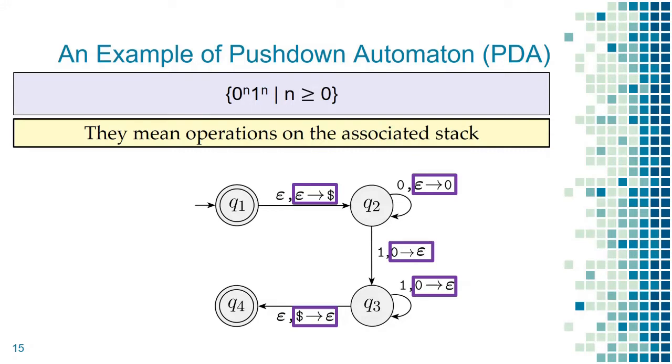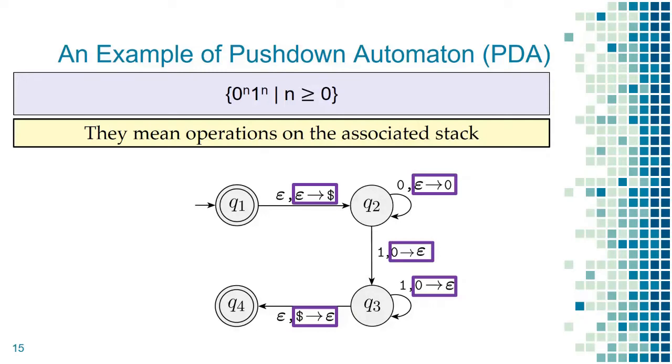We go into Q2 and we've got a 0. That means we stay in Q2 and we pop nothing off the stack because we've got epsilon, and we push 0 onto the stack. So we put 0 onto the stack like that. We're still in Q2 and we get a 0 in. We've then got epsilon, so that tells us to pop nothing from the stack, but we've got a 0, so we have to push 0 onto the stack.